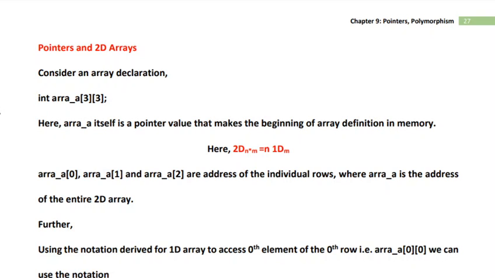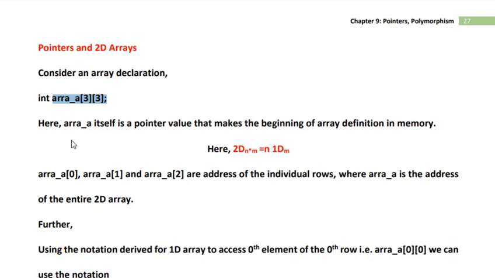So in today's class, we will be talking about pointers and two-dimensional array. Now let us consider an array declaration arr_a[3][3]. So here I have declared an integer array with 3 rows and 3 columns. So altogether this integer array will have 9 elements.